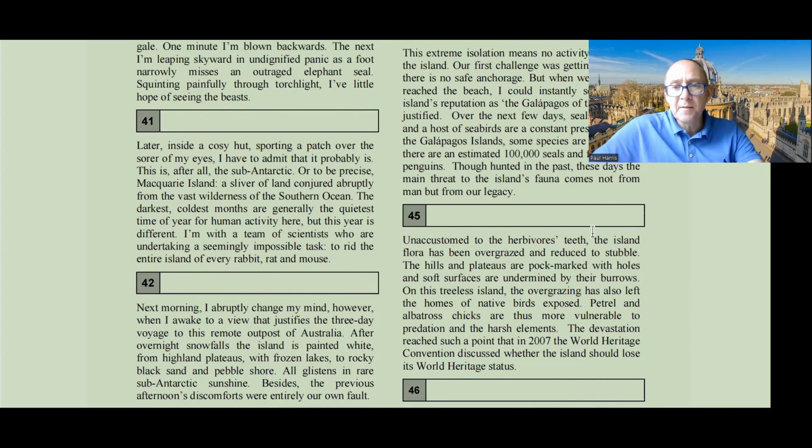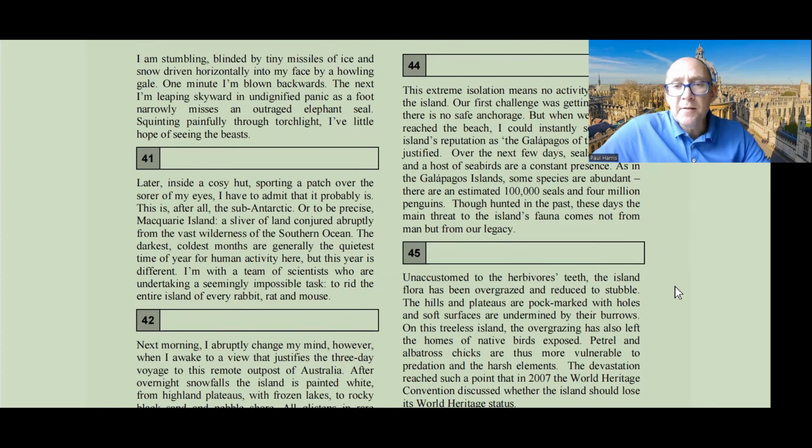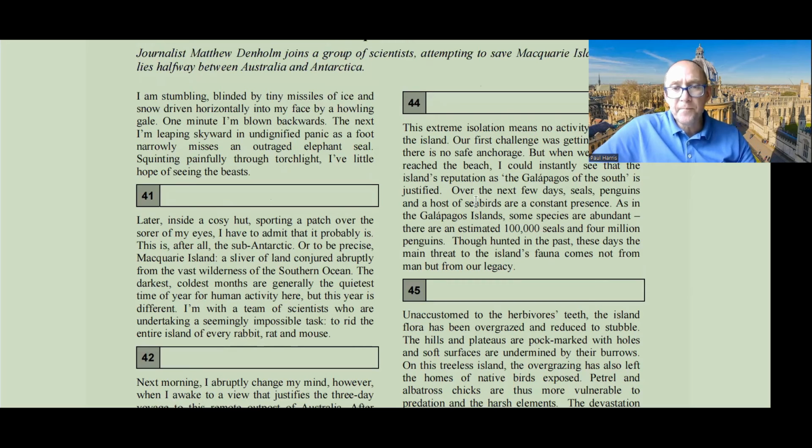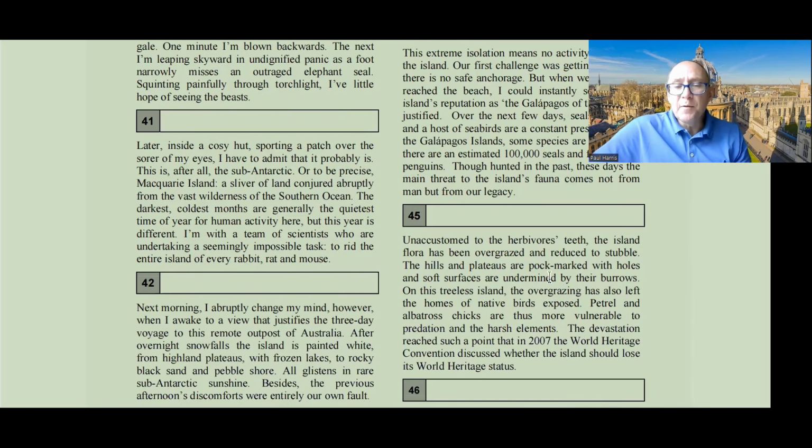Unaccustomed to the herbivore's teeth, the island flora has been overgrazed and reduced to stubble. The hills, the plateaus are pockmarked with holes, and soft surfaces are undermined by their burrows. Right, okay, so we've got information here about animals, okay, and then we've got this information here that the animals are in danger, not because of man, okay, but because of something that man has done, which will give us a legacy, okay? Then we've got reference here to herbivores' teeth, and then we have information about there, okay? So this information here, again, is probably going to be relevant to this gap here, okay?